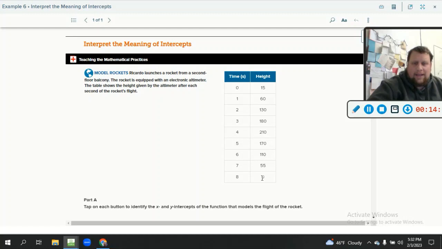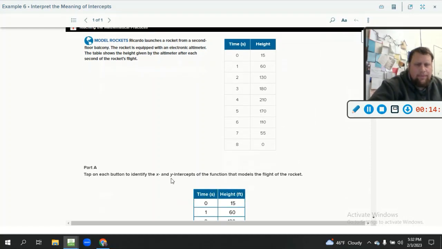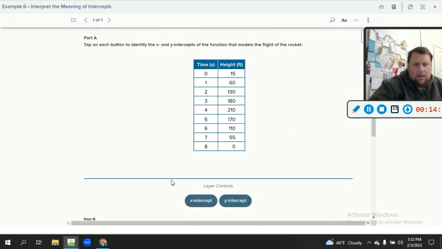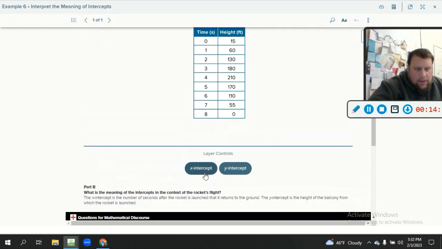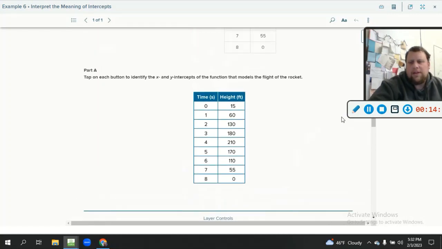Now, the x-intercept is where the height hits 0. In other words, the rocket's gone up, it's turned around, it's come down, it's hit the ground. That's after 8 seconds, it hits the ground at a height of 0, right? Okay. Which we already talked through. Boom. Part B. What is the meaning of the intercepts? We talked about that, so we are good.